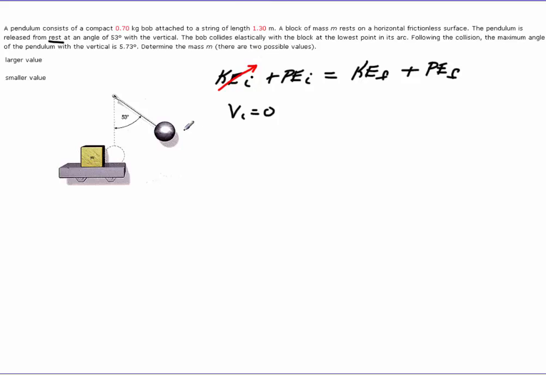So what we're going to do is find out how much potential energy the system is going to have with respect to this point right here. To do that, we're going to use mgh. So the mass is going to be 0.70, multiplied by 9.8. Now the distance between here and here is going to be the total length, 1.3, but then we've got to subtract this distance right here, and this distance is going to be 1.3 times the cosine of 53 degrees.